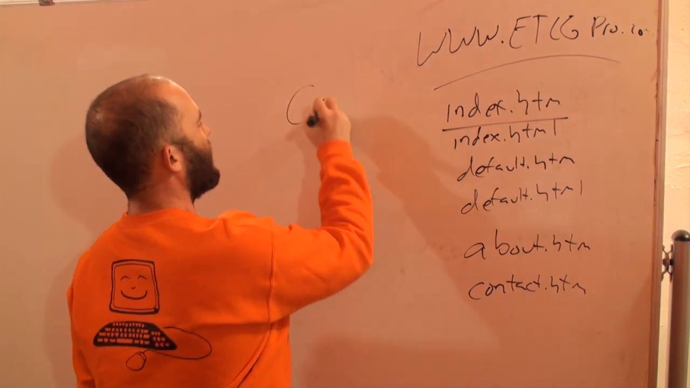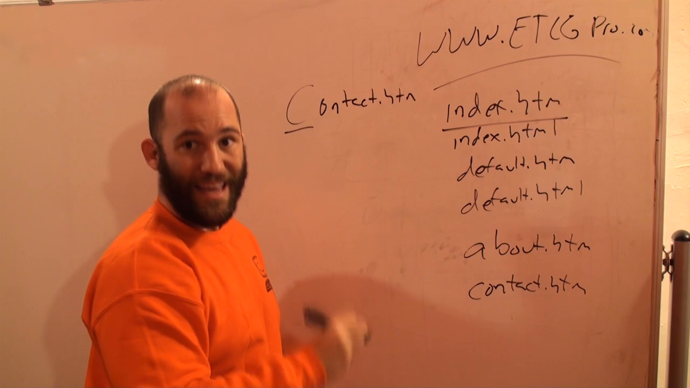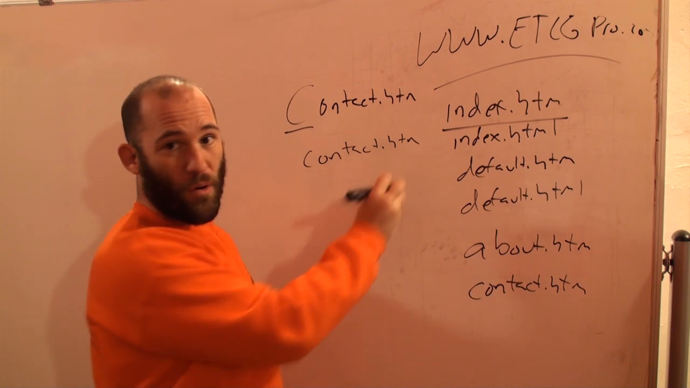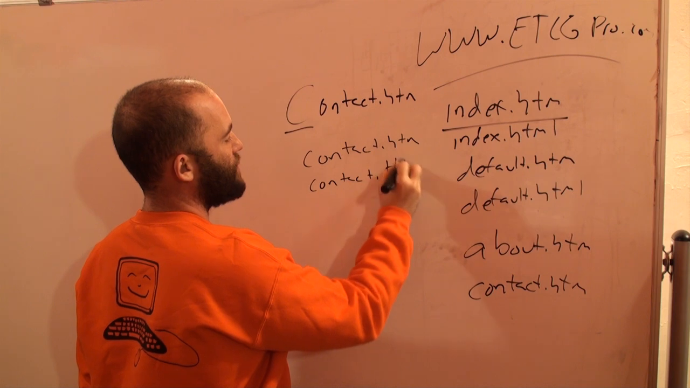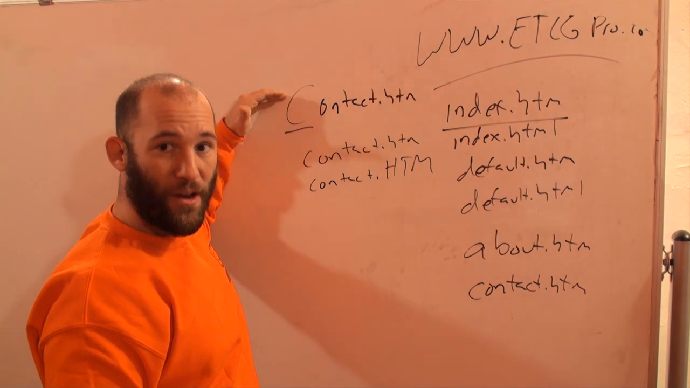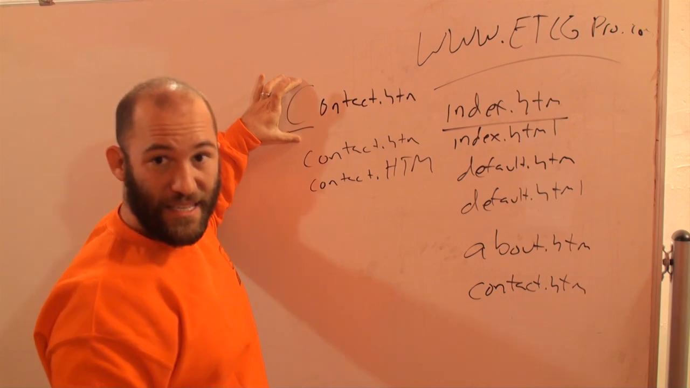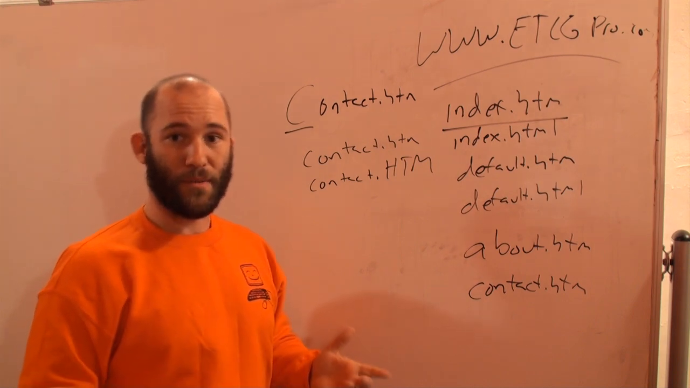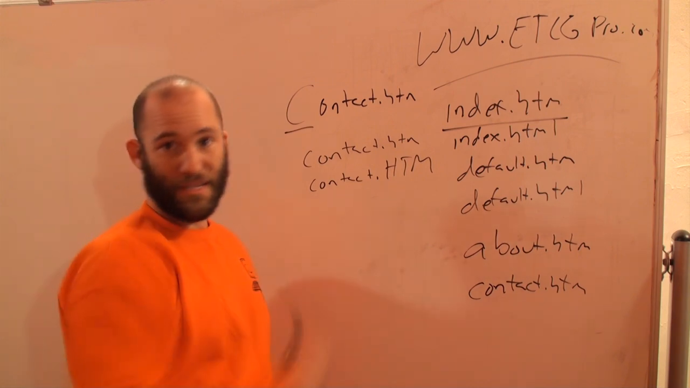So contact.htm with an uppercase C is the same as contact.htm with a lowercase c is the same as contact.uppercase HTM. In Windows, for a Windows web server, capitalization does not matter at all. This is the same file as this, is the same file as this. So when you are creating your hyperlinks, when you are creating your links from index to about to contact, it doesn't matter about the capitalization.